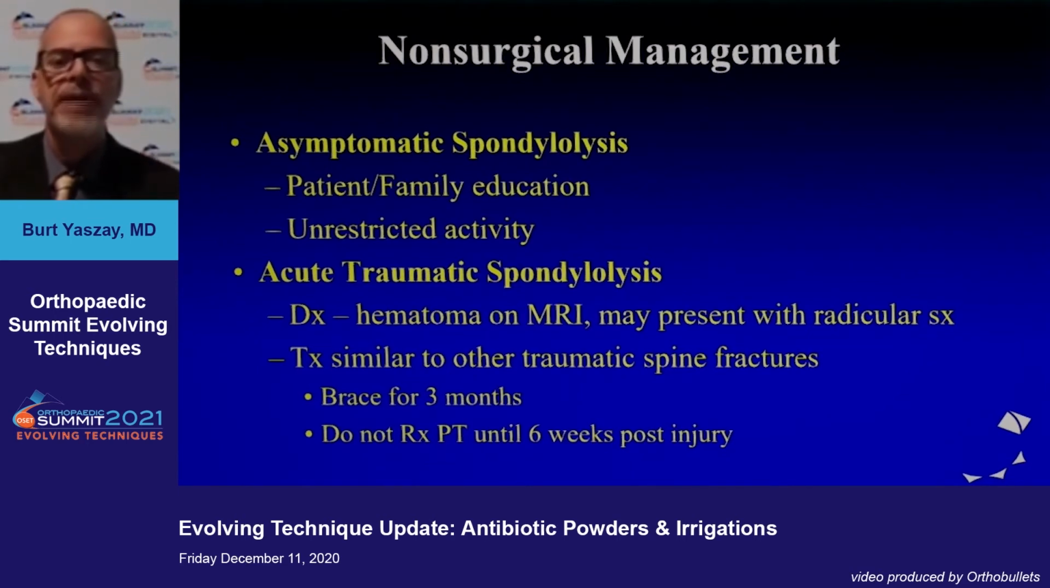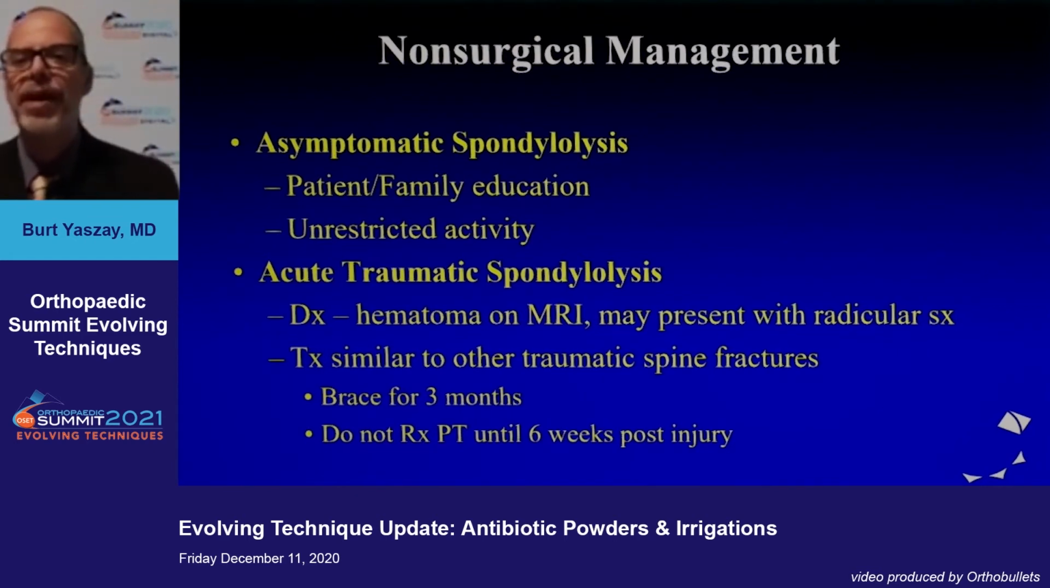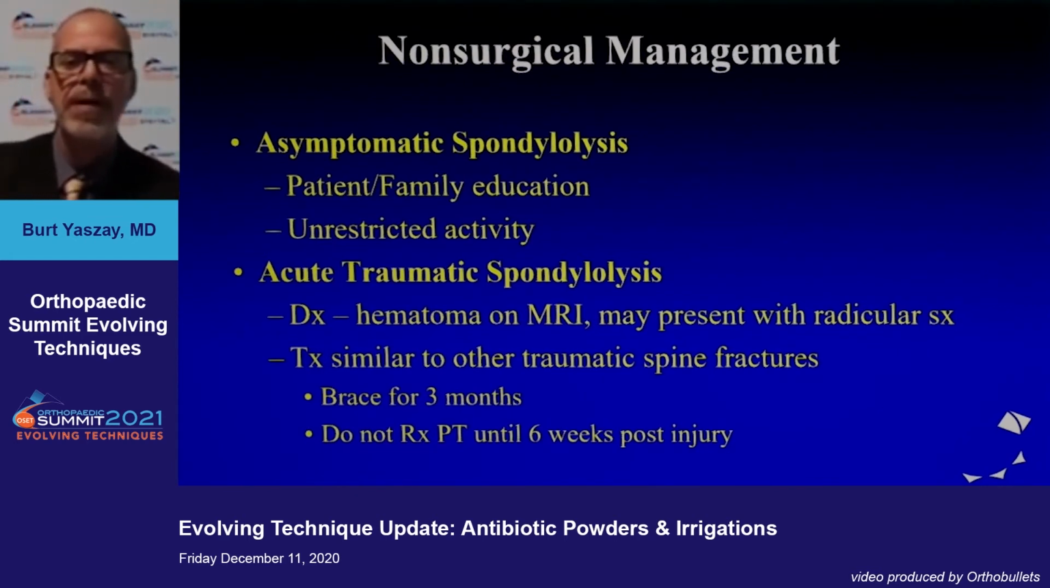So what about the acute traumatic spondylolysis? Well, interestingly, how do I make this diagnosis? Typically, it's usually through the MRI, and what I do see is an actual hematoma in addition to the inflammatory response that you see in the bone and the pars.